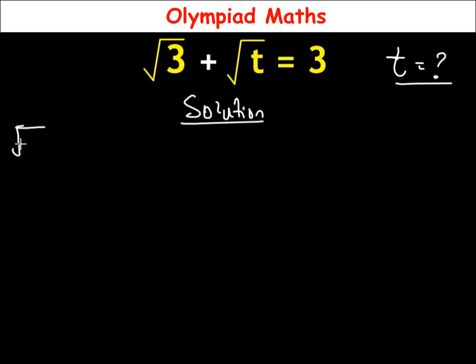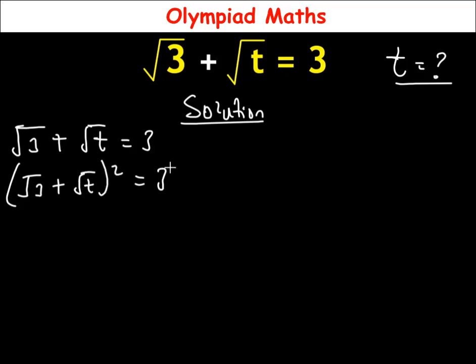So we have root 3 plus root t is equal to 3. The first thing we're going to do is to eliminate the square root, and to do so we're going to square both sides of the equation. So in brackets, root 3 plus root t all squared is equal to 3 squared.